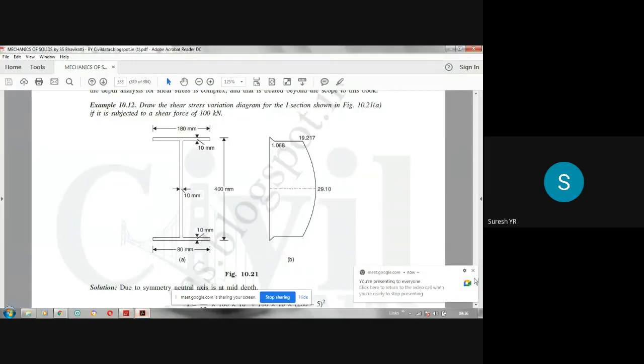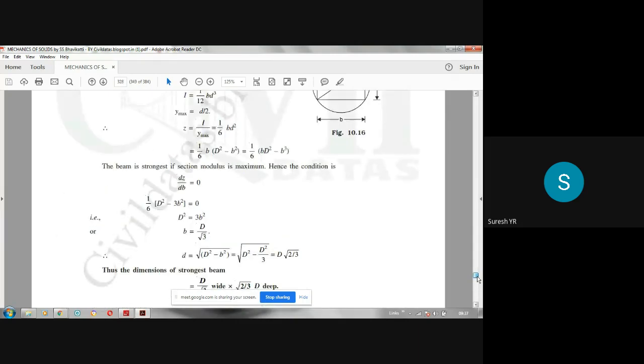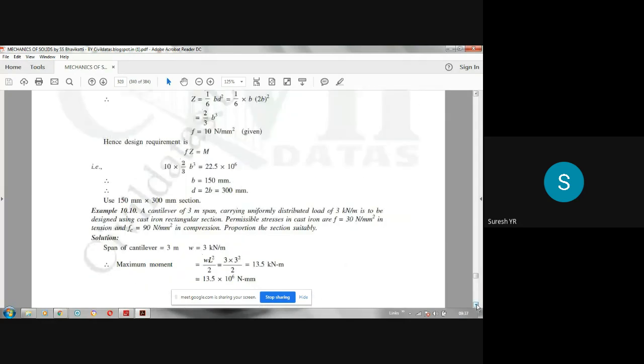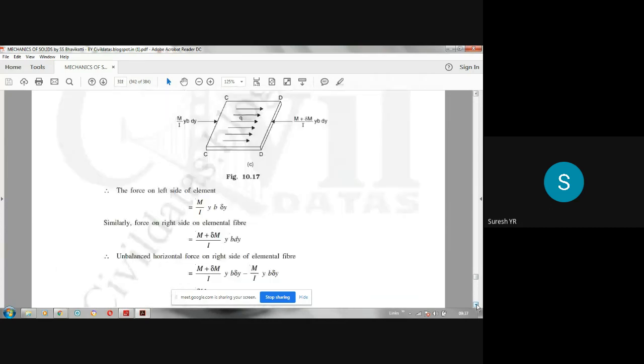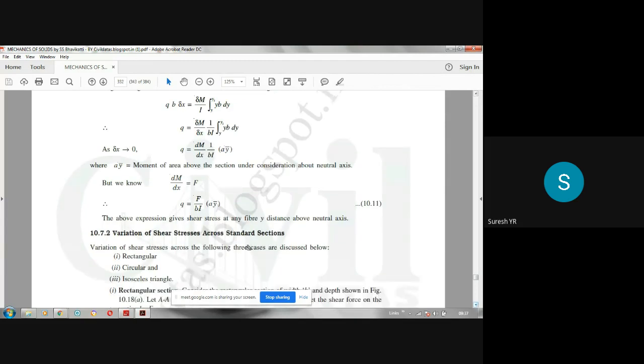Okay, last class I explained about the shear stress distribution in a beam. So we have derived that shear stress expression, that is Q is equal to F into A Y bar divided by B into I. So that is the expression.